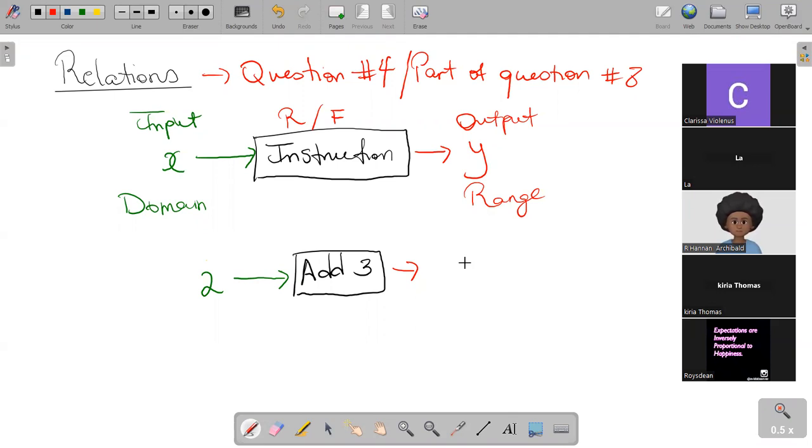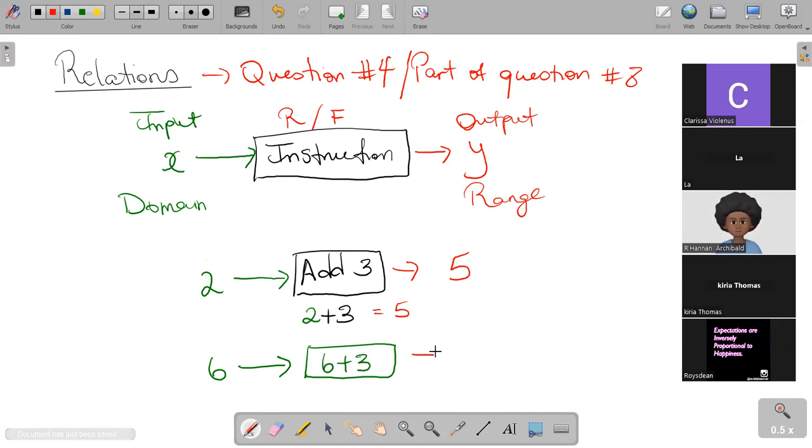All right, so the answer that everybody sent me, you guys are right. The answer is 5. Because how did we get that? The input was 2. What was the instruction? What are you supposed to do? Add 3. And so the answer that you get would be what? 5. Let's try another one. Suppose my input was 6. What would I get when I add my instruction? 6 plus 3. So what's the output?